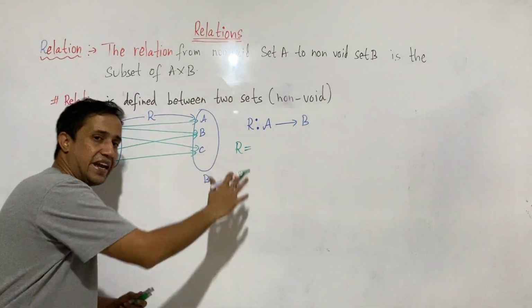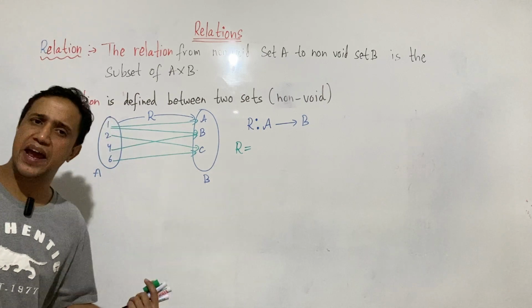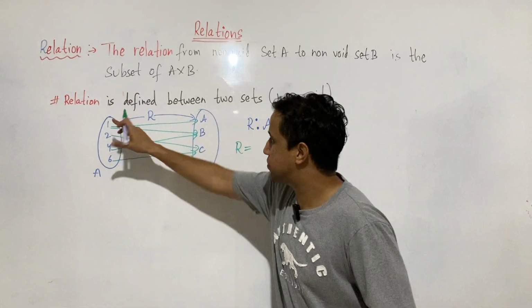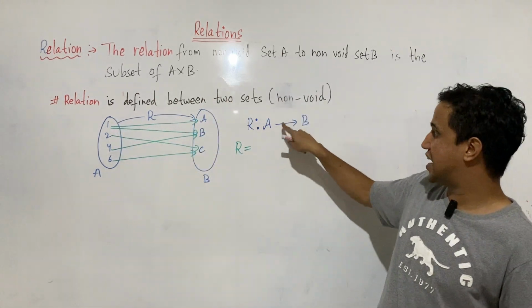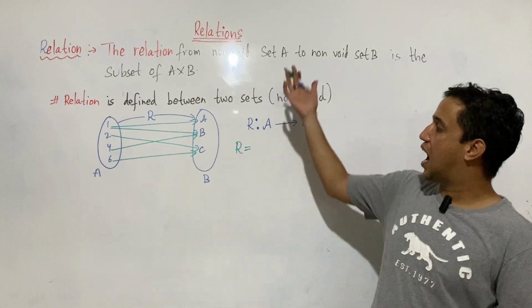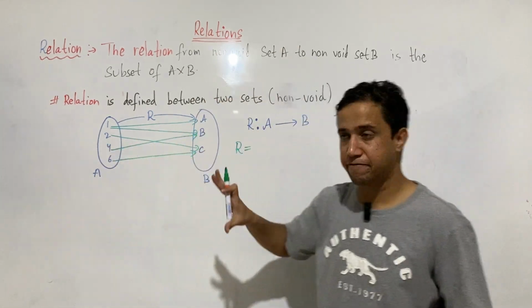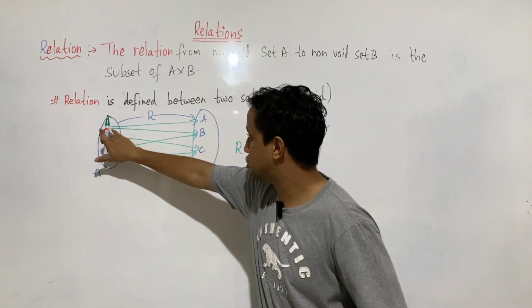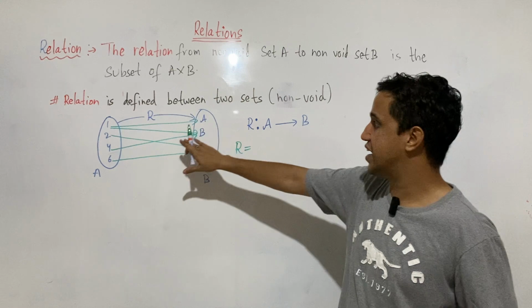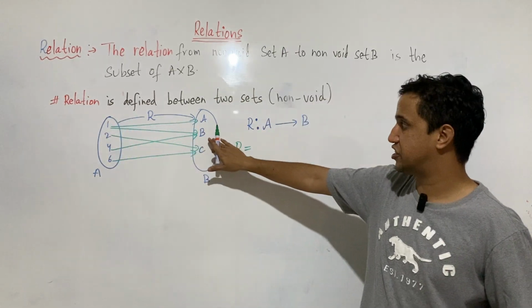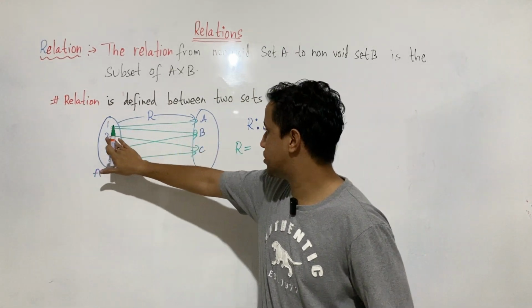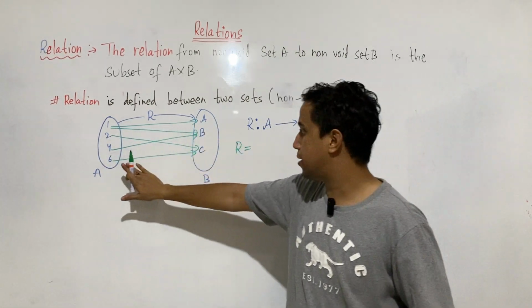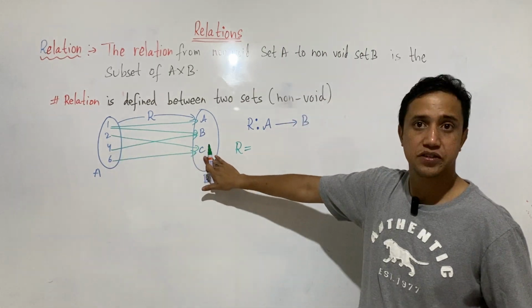Again, relation, it is a set of ordered pairs. Now I have to see here, this is the relation from set A to set B, and I can see clearly from this figure that element 1 is related to the element A, element 1 is related to the element B, element 2 is related to element C, element 4 is related to element B, element 6 is related to element C, right?